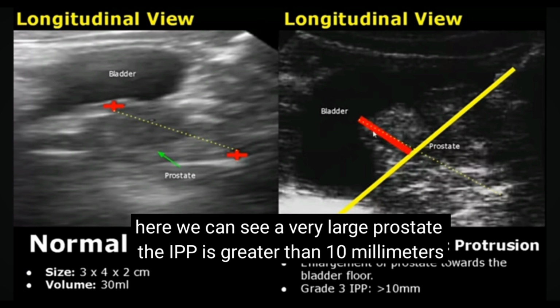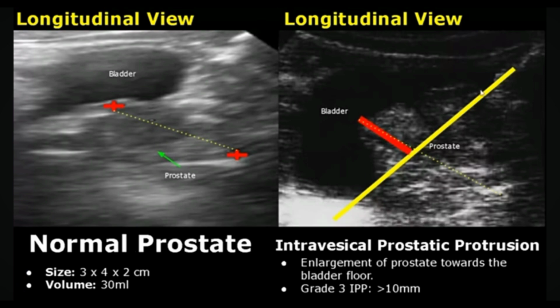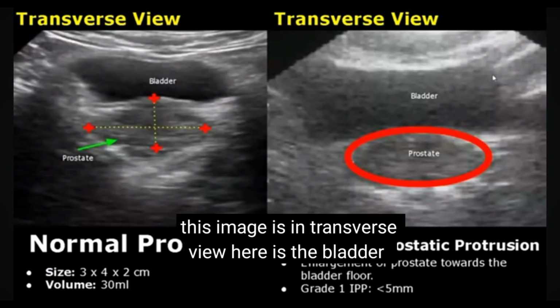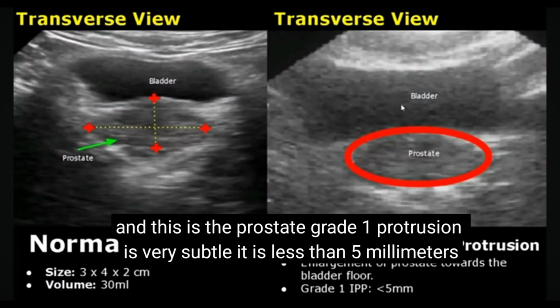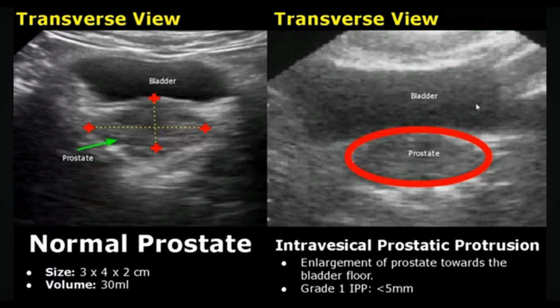Here we can see a very large prostate. The IPP is greater than 10 millimeters. In this image in the transverse view, here is the bladder, and this is the prostate with grade 1 protrusion. It is very subtle, less than 5 millimeters.